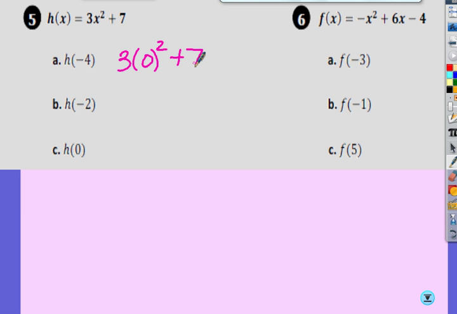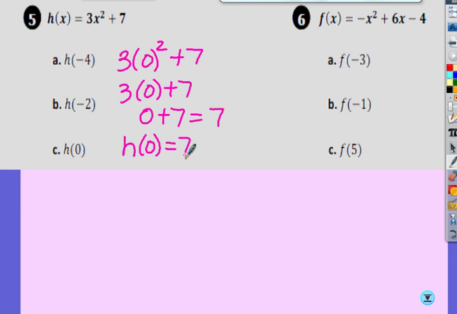When evaluating h of 0, make sure you start with 0 squared. 0 squared is 0. And 3 times 0 is 0. And 0 plus 7 equals 7. Therefore, h of 0 equals 7.